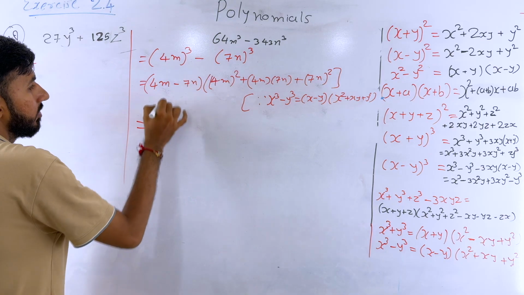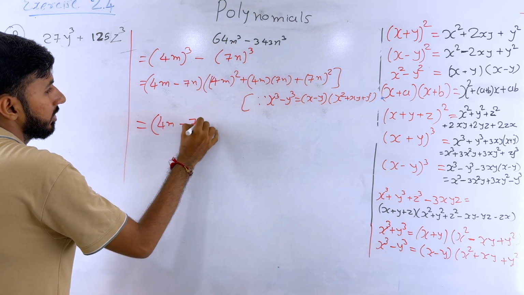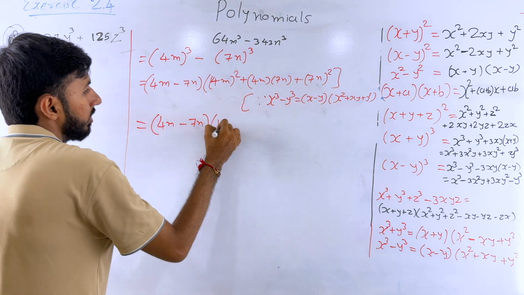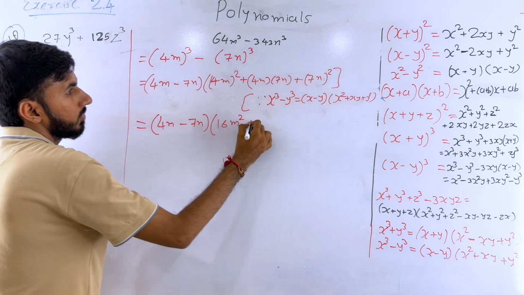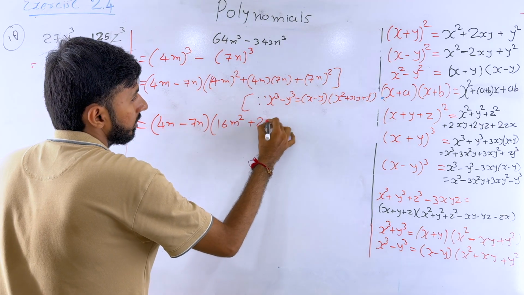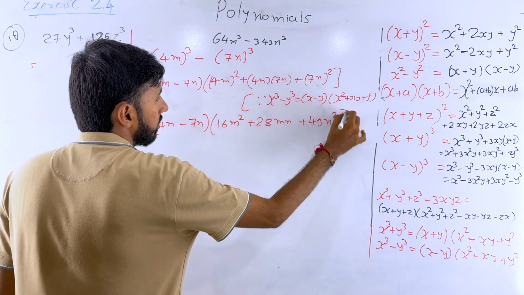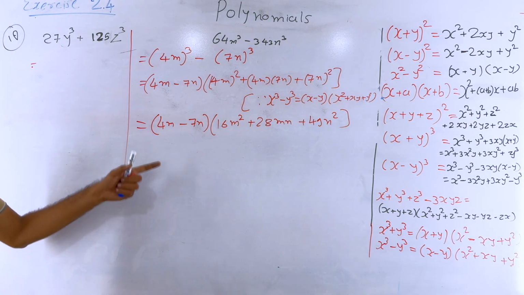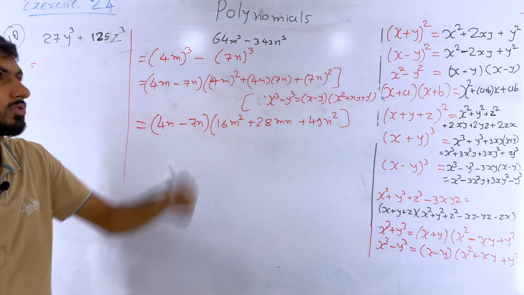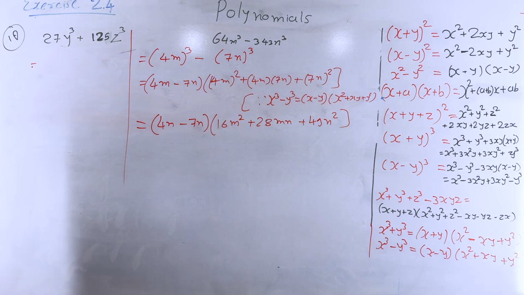So my answer will be 4m as it is, minus 7n as it is, and this bracket will be 16m square plus 4 times 7, 28mn, plus 49n square. This is your answer. These are the two factors of this polynomial. Now we will do the 11th question.